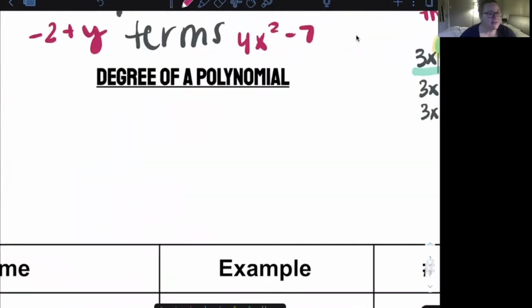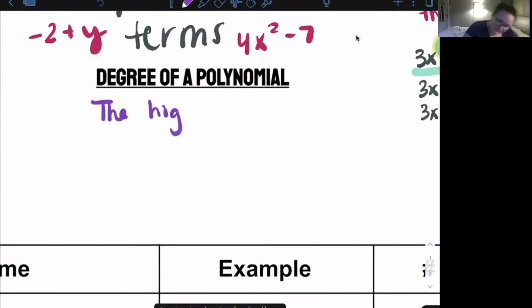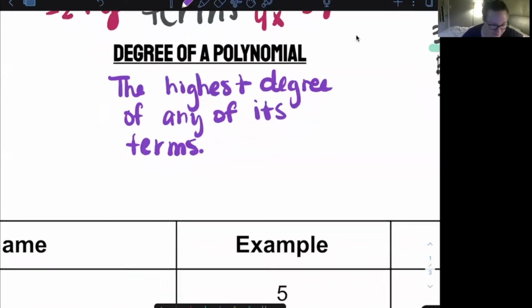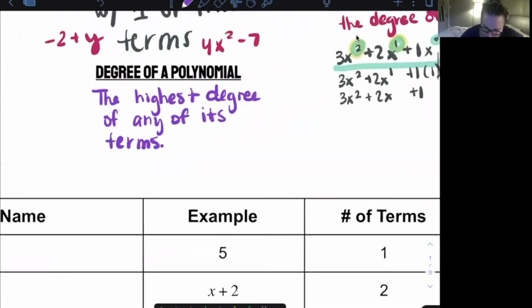So when I talk about the degree of a polynomial, my degree of a polynomial is always the highest degree of any of its terms. So when I talk about the degree of an entire polynomial, I'm just going to take the highest degree of any single term in that polynomial. And we're going to do a bunch of examples of that real quick. So let me show you though.